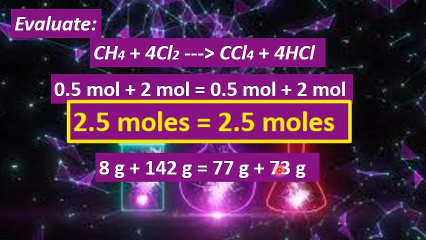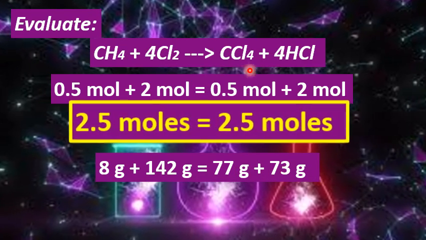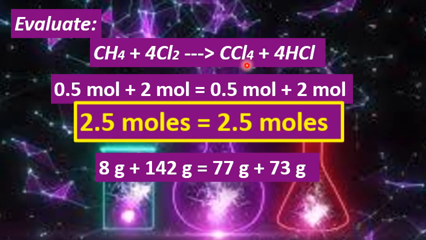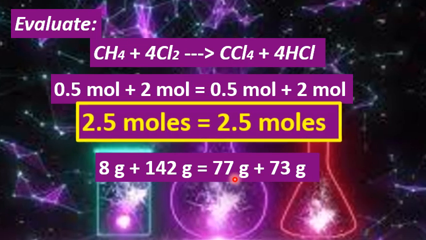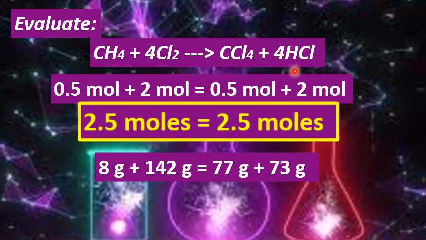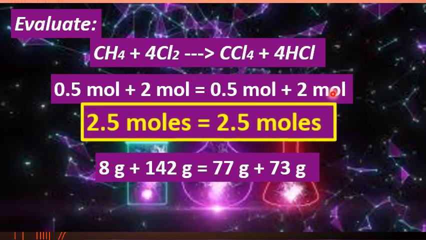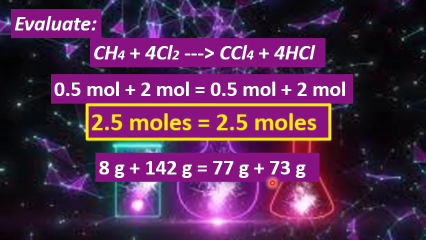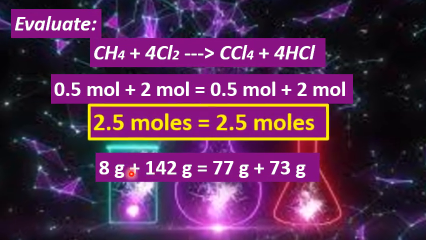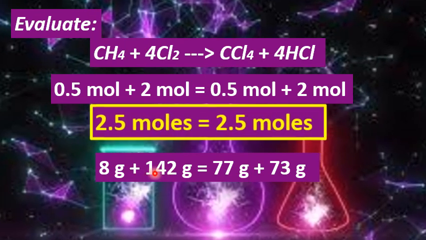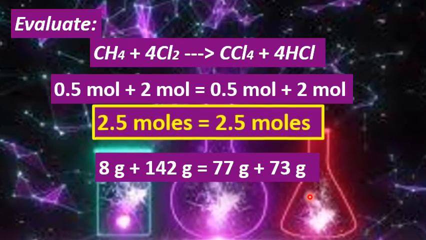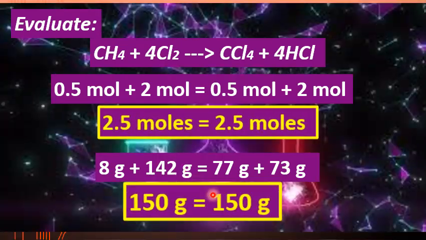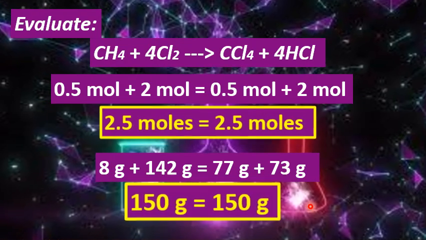And for the products, 0.5 moles of carbon tetrachloride is multiplied by the molar mass of carbon tetrachloride, and we got 77 grams. And lastly, for hydrochloric acid, 2 moles of HCl is multiplied by the molar mass of HCl, and we got 73 grams. So adding the mass in grams of the reactants as well as the products, we get 150 grams as the total mass of the reactants and 150 grams as the total mass of the products.